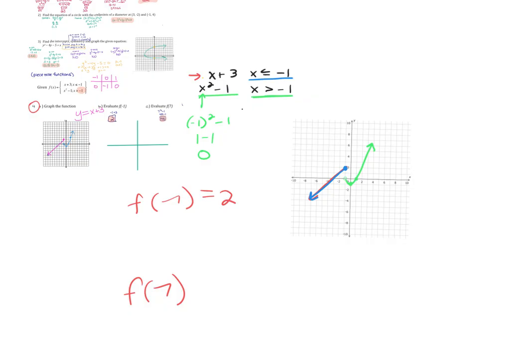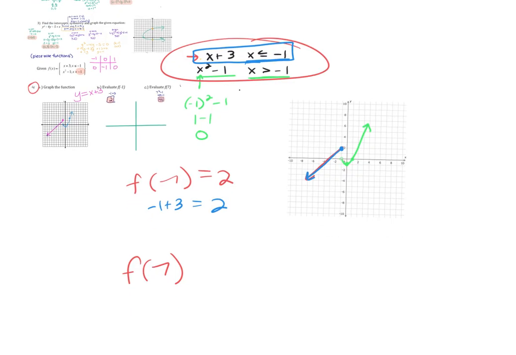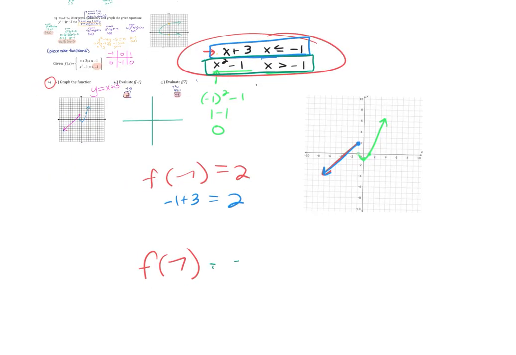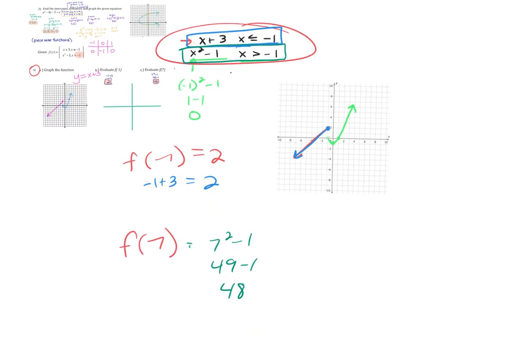But also, I have the functions, so instead I'm going to use those. Negative 1 is less than or equal to negative 1, so I would know to plug it into the top one. So negative 1 plus 3 is 2. And then 7 is greater than negative 1, so I would plug it into 7 squared minus 1, 49 minus 1, which is 48. I definitely don't see 7 on my graph, so this is definitely the better option. You'd have to plug it in either way.